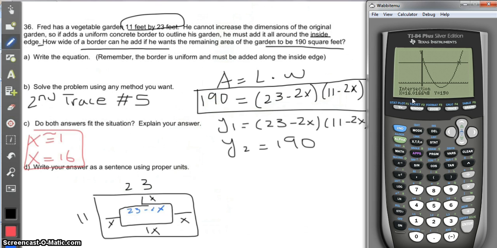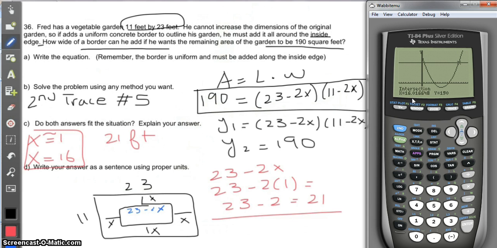So do both answers fit my situation? Now we have to try it. Now 23 minus 2x, this is going to be the length. Let's try 1. So if you plug in 1 for x, it's going to give you 23 minus 2, which is 21. So 21 feet, that's going to be my new length. Now let's try the other one. 11 minus 2x, again 11 minus 2 times 1, so 11 minus 2, which is 9. Also it gave me an answer I can accept.